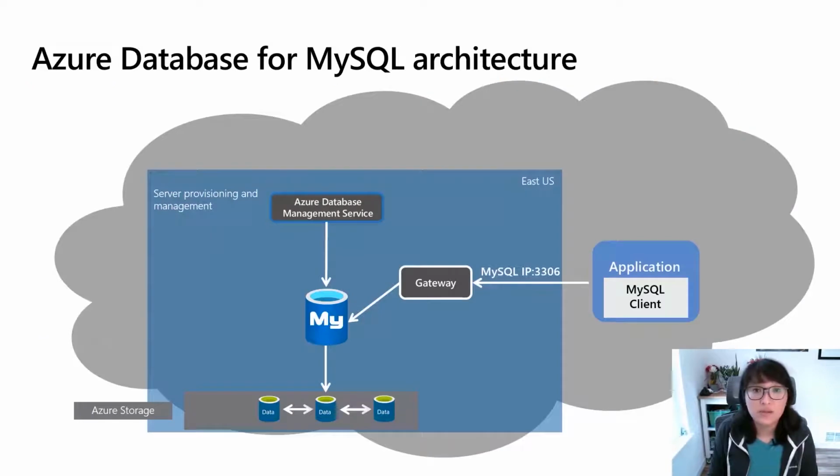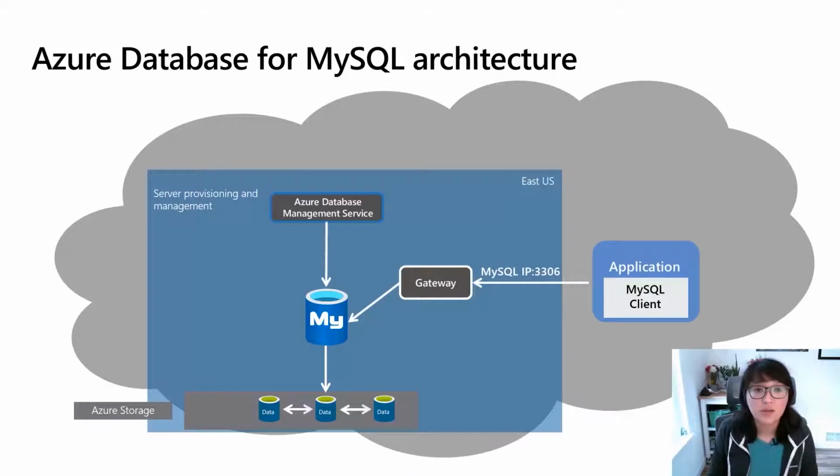Next, I wanted to give you a sneak peek into the Azure Database for MySQL architecture and give you a little bit of a better idea of how we can actually offer you that 99.99% high availability SLA. So as you can see here on the right side of your screen, we have a MySQL application that's trying to connect to an Azure Database for MySQL server.